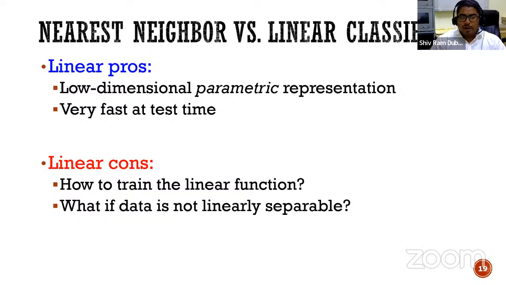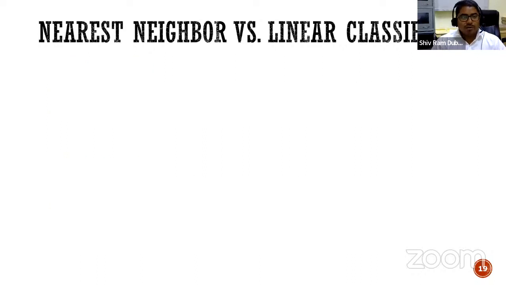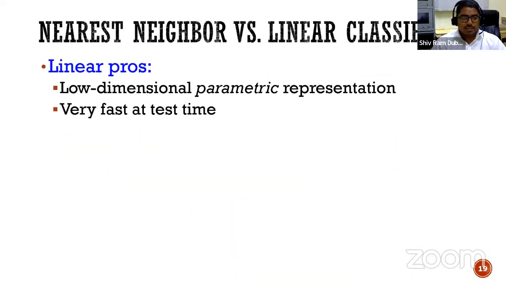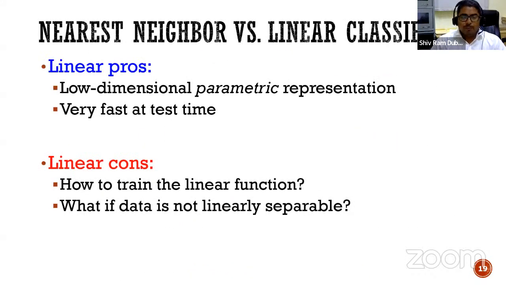But there are some downsides, like how we will train this linear function, how we will find the right set of values of these w's and b's. That's what is going to be challenging. And what will happen if data is not linearly separable? So what we are going to do now is see both of these downsides of this linear classifier and how we will tackle them.